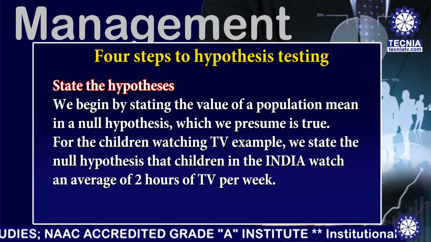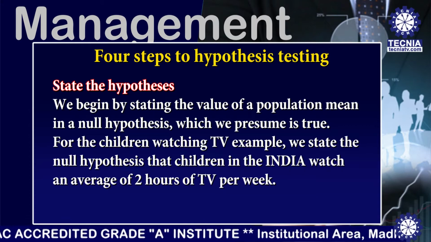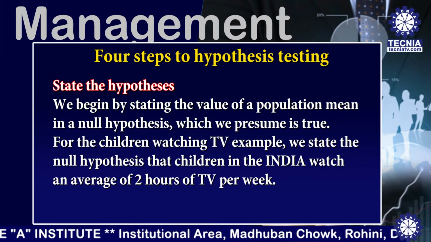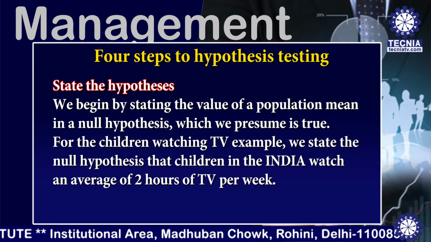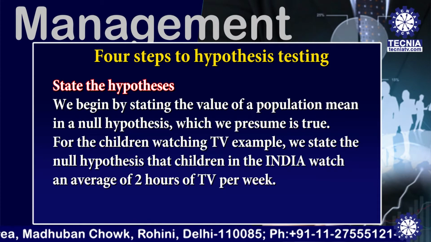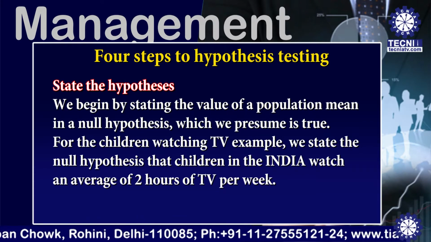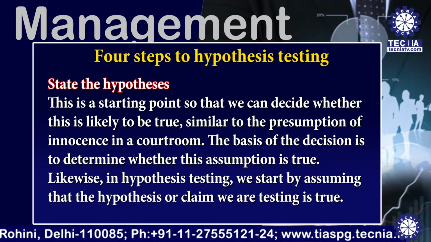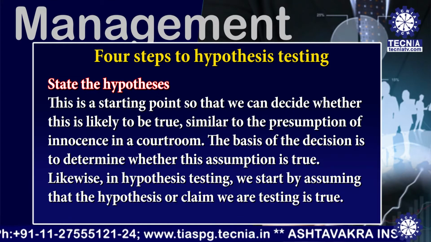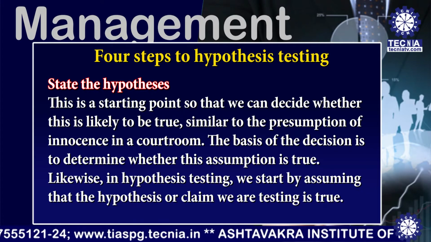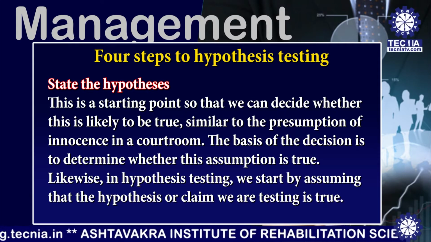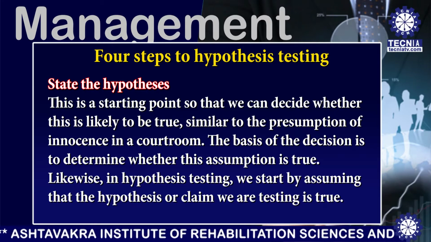In this step, we begin by stating the value of a population mean in a null hypothesis, which we presume is true. For the children watching TV example, we state the null hypothesis that children in India watch an average of 2 hours of TV per week. This is a starting point so that we can decide whether this is likely to be true, similar to the presumption of innocence in a courtroom. The basis of the decision is to determine whether this assumption is true.